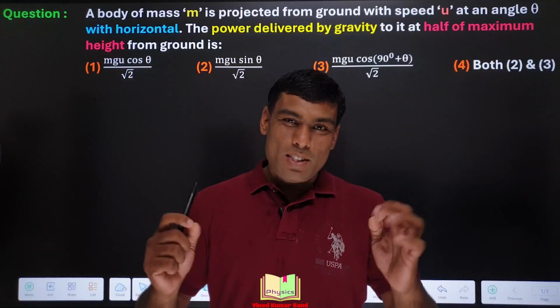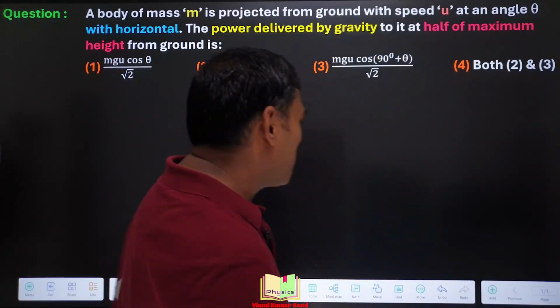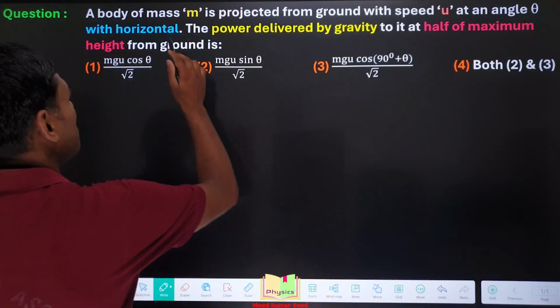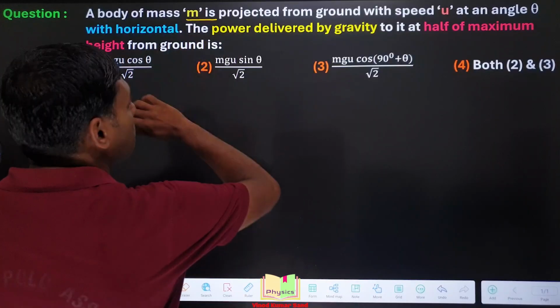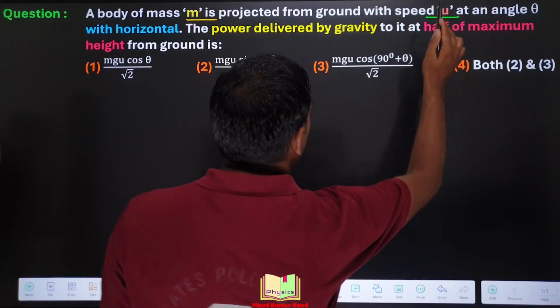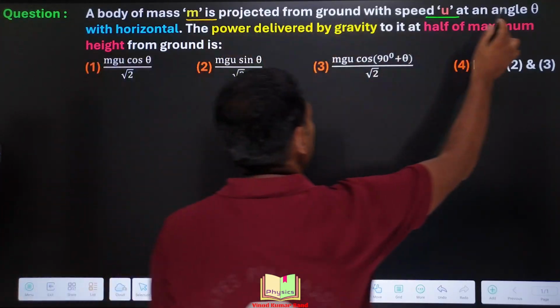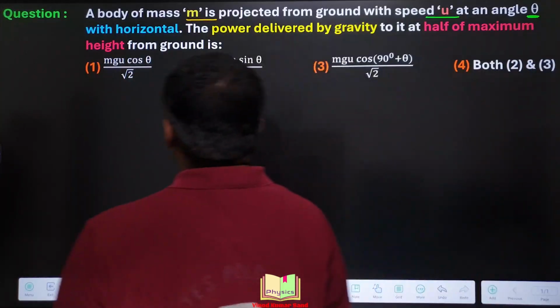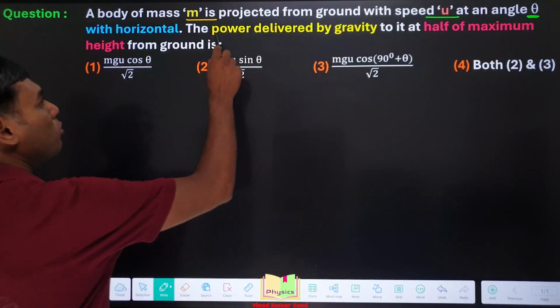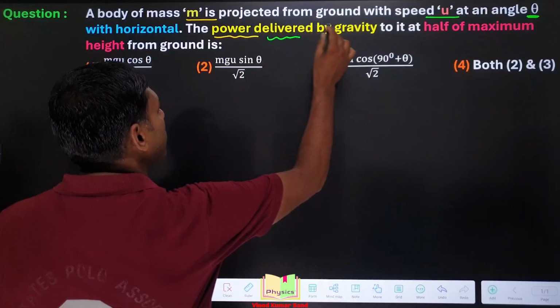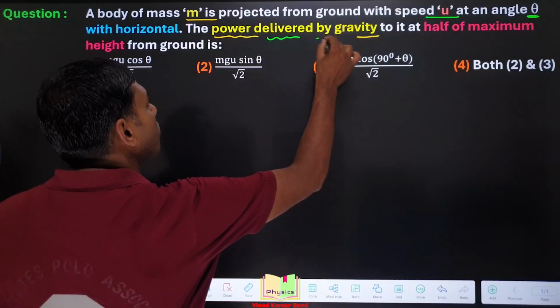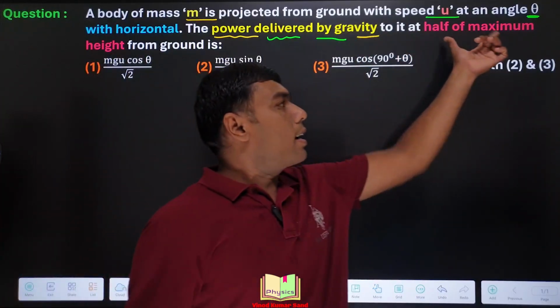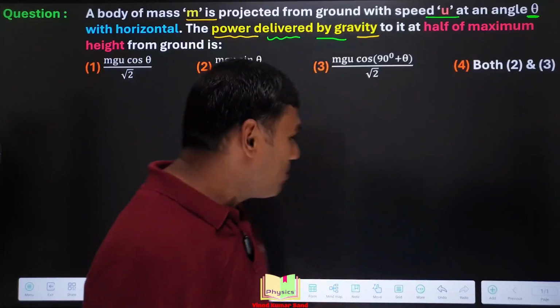Hello everyone, here is a beautiful question of the projectile motion. The question says a body of mass m is projected from the ground with initial speed u, making an angle theta with the horizontal. Then we have to find the power delivered by the gravity when it is at half of its maximum height.